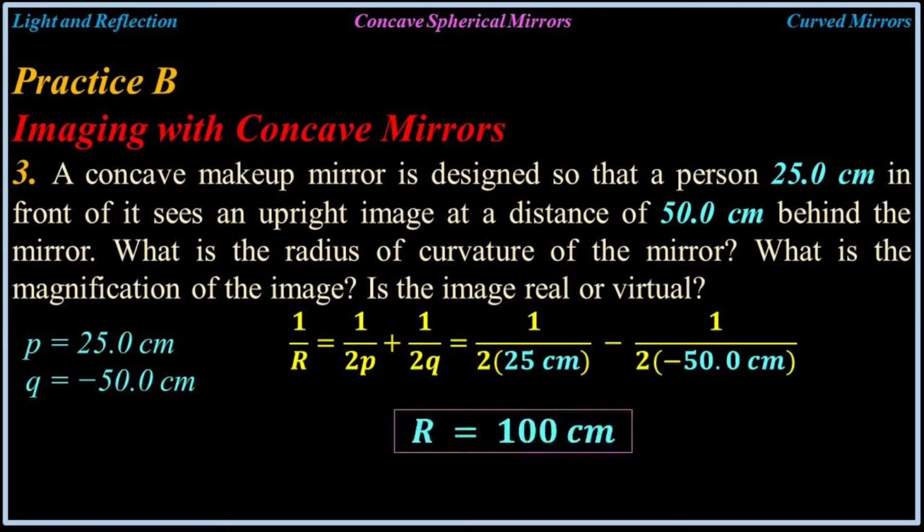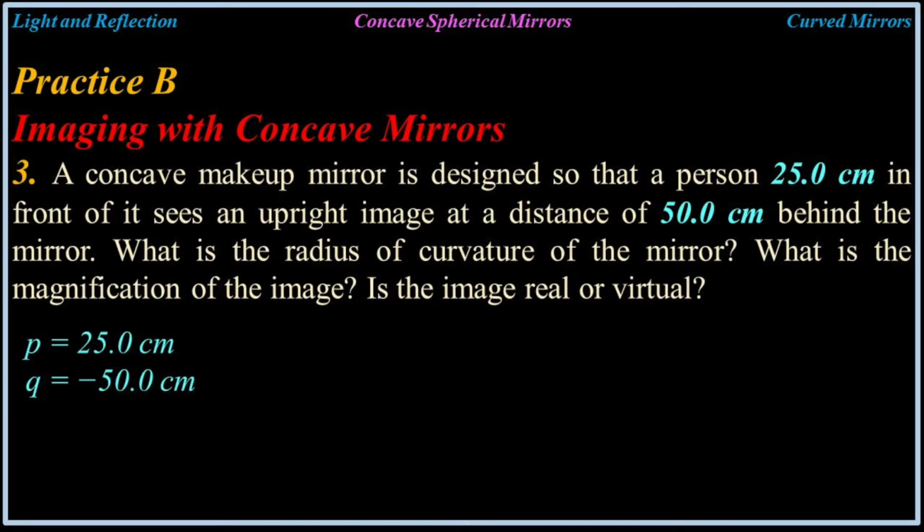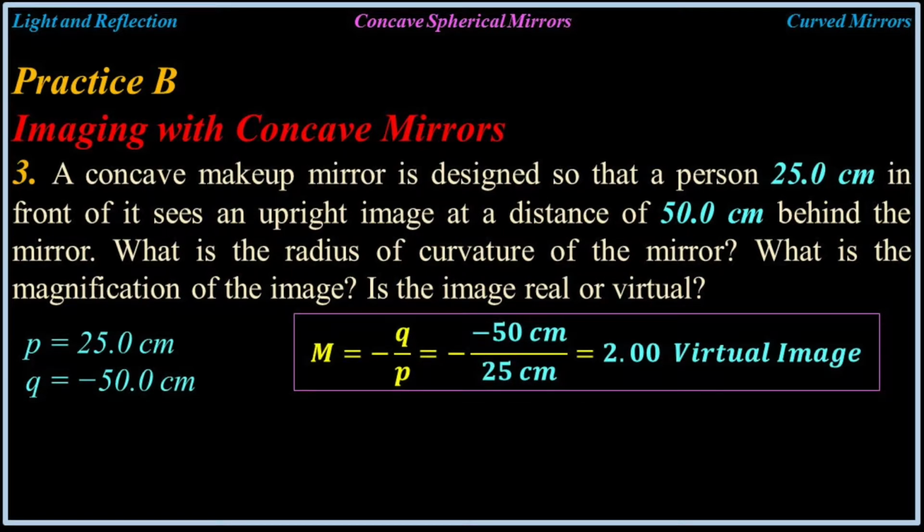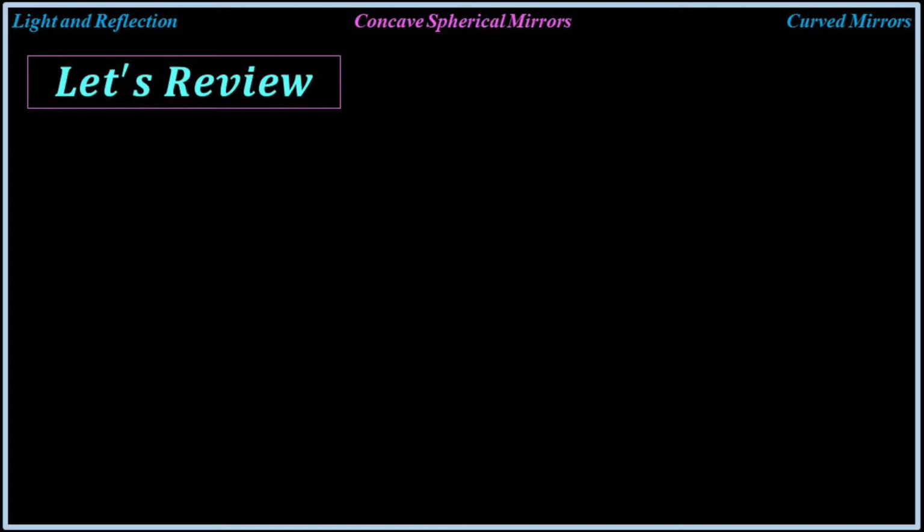So here are the calculations. We'll just let that go. The radius of curvature is 100 centimeters. So that's about a meter radius. So it's a 2 meter, if you think of a 2 meter wide sphere, it's a pretty big mirror. So the magnification will be 2 times, and it's going to be a virtual image. And it'll be twice the size.